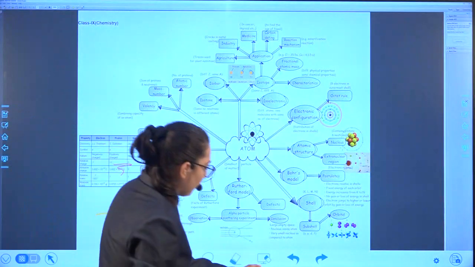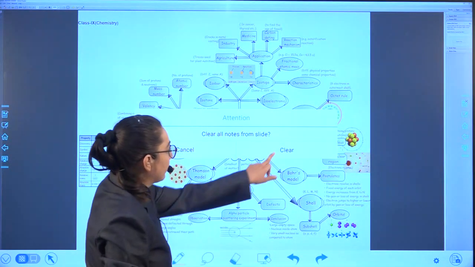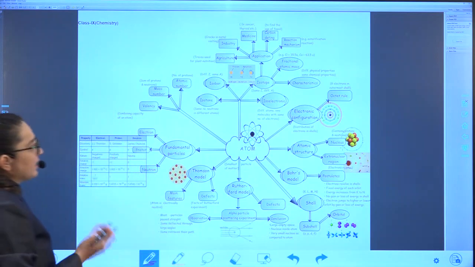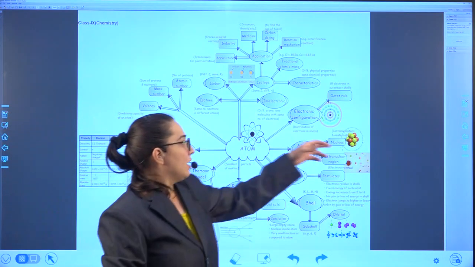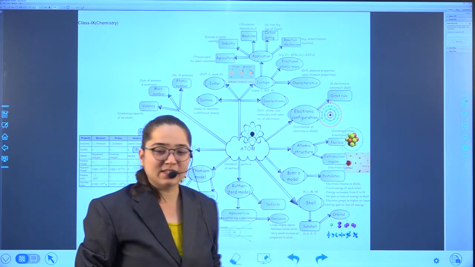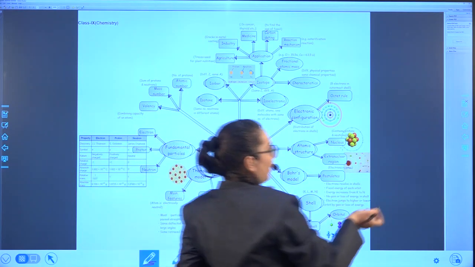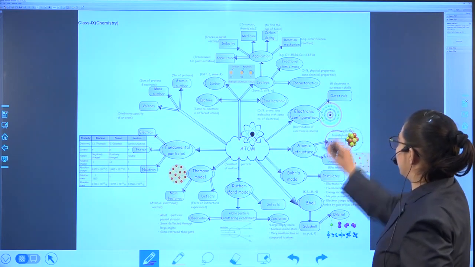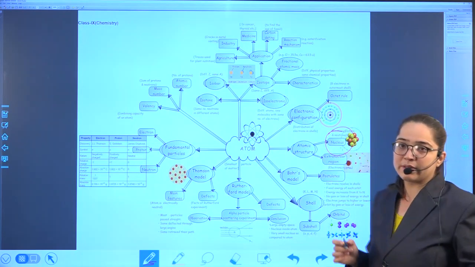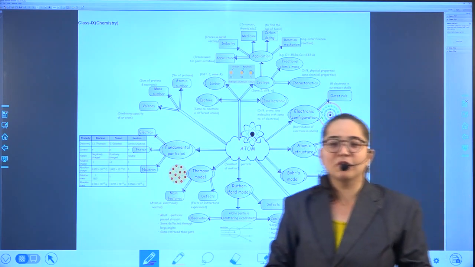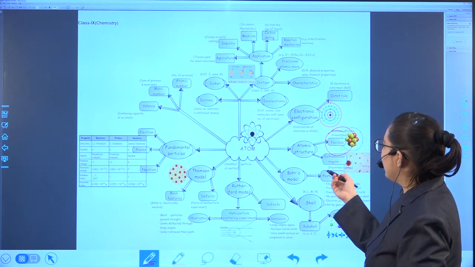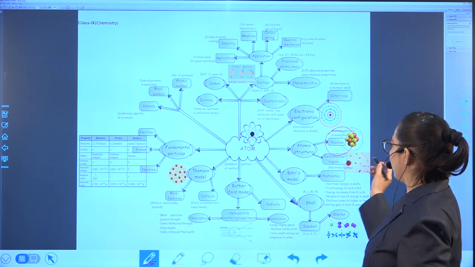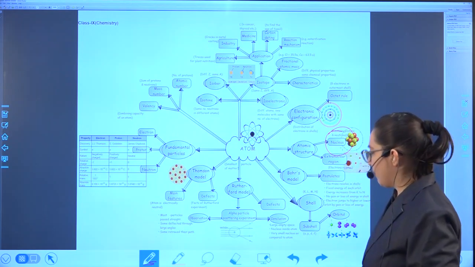Next, if we go further, this is how the atomic structure is. Now, what is the nucleus containing over here? The nucleus is containing protons and neutrons. The number of protons and the number of neutrons is different. Moving further, in the extranuclear region, there are electrons that are constantly revolving.